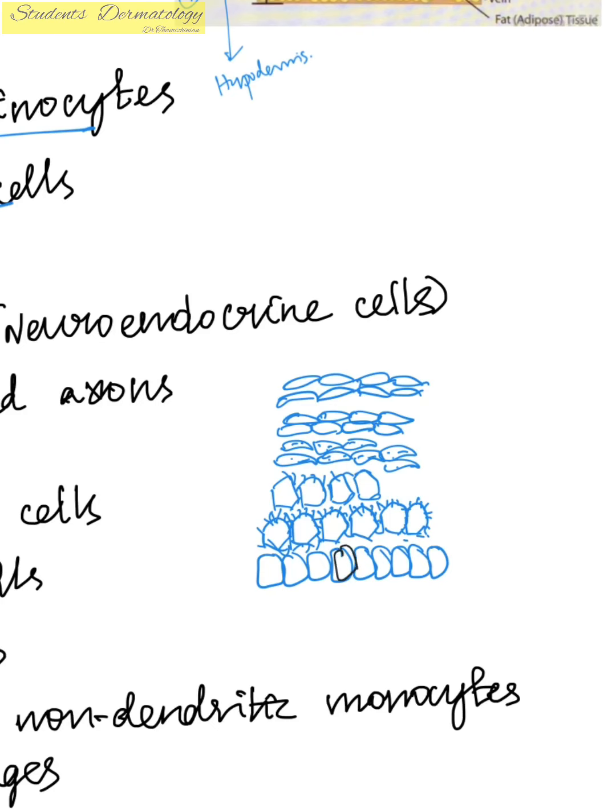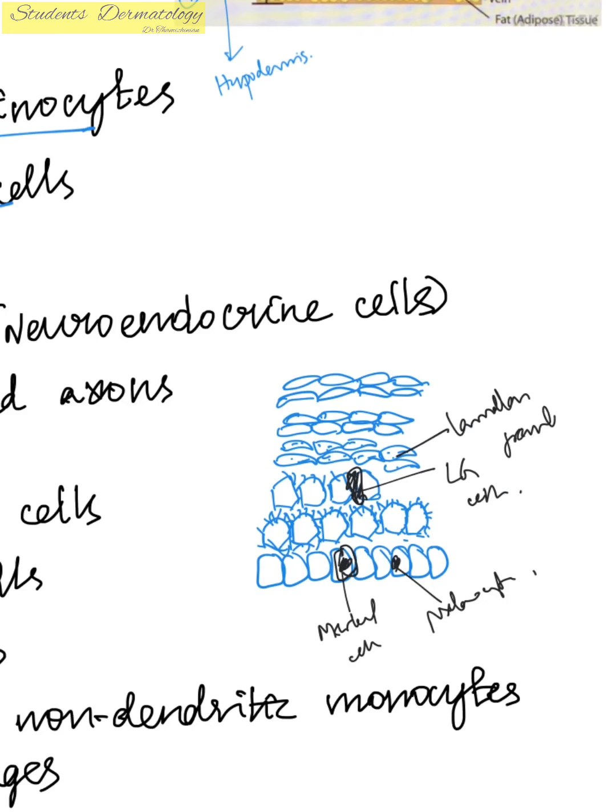In the stratum basal, we have Merkel cells and melanocytes. In the stratum spinosum, we have Langerhans cells, and here are the lamellar granules in the stratum granulosum. And the stratum corneum contains dead keratinocytes, that is anucleated cells.